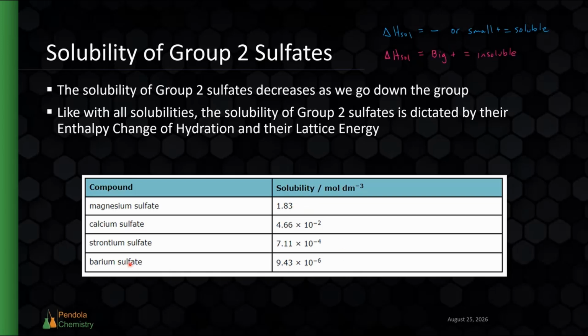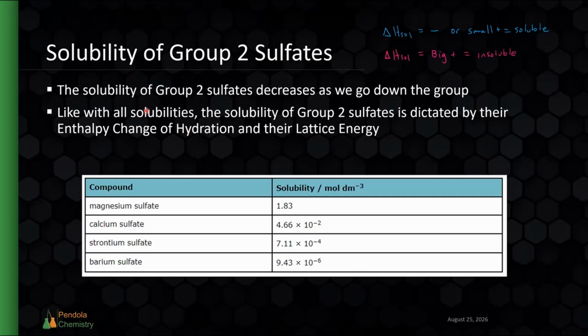If we compare that to barium sulfate, for every 1 liter of solution, 1 cubic decimeter, 9.43 times 10 to the negative 6 moles of barium sulfate dissolve, or 0.00000943. That's a much smaller number than 1.83, right? A lot fewer moles of barium sulfate dissolve in 1 liter of water than magnesium sulfate.